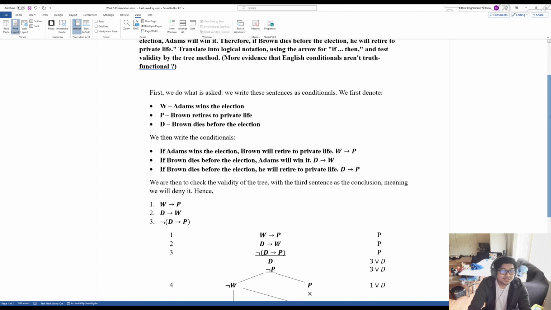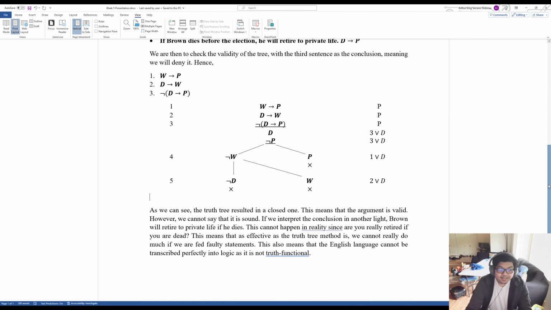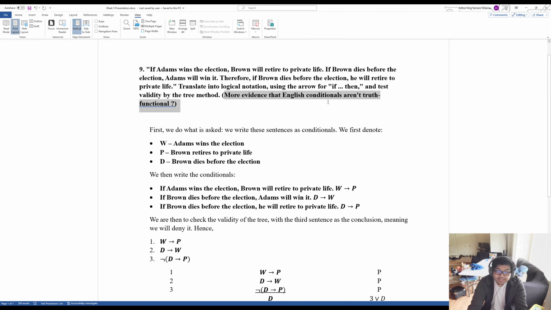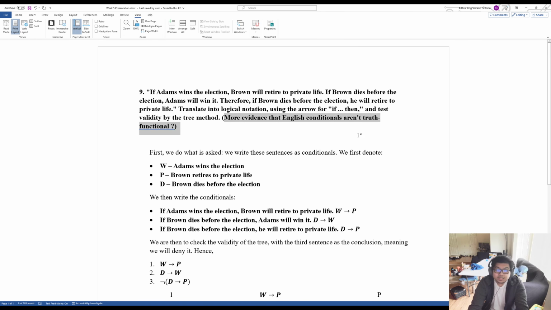And this shows in this exercise. And I have concluded that as effective as the truth tree method is, we can't really do much if we are fed faulty statements. And it also means that English conditionals aren't really truth functional, because English, such as any other language, can be very contradictory in terms of wording, as we have shown here, and as in the examples stated before in the book.